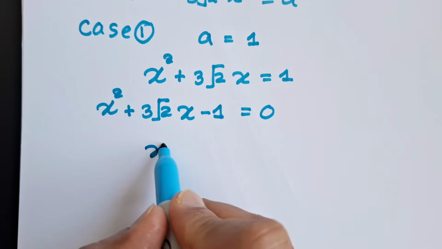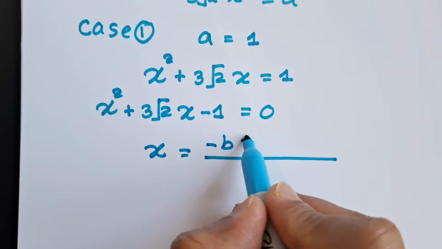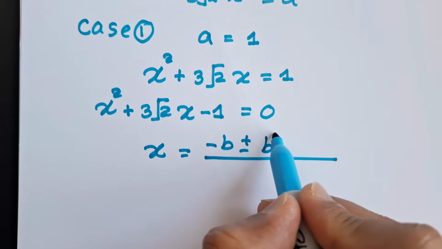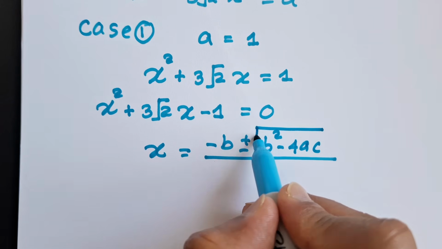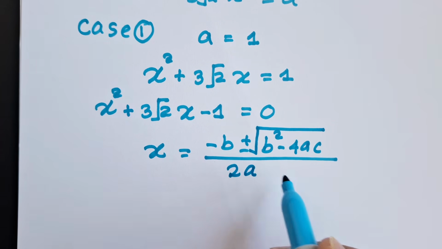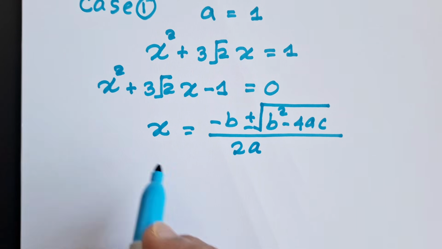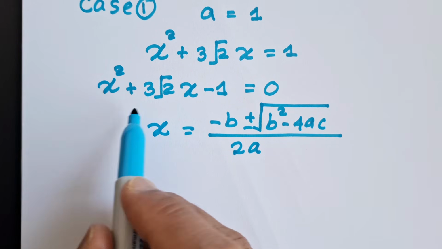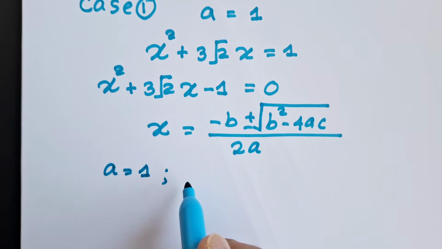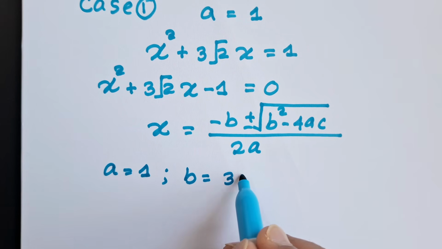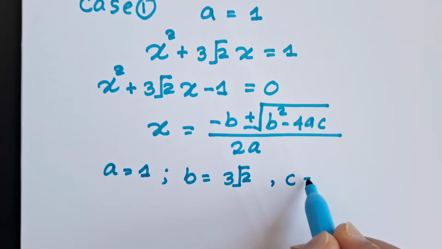I'm going to use the common quadratic formula to find the answers, which is x equal to minus b plus or minus square root of b squared minus 4 times a times c, divided by 2 times a. So the a, b and c values of our quadratic equation are a is equal to plus 1, b is equal to 3 times square root of 2, and c is equal to minus 1.